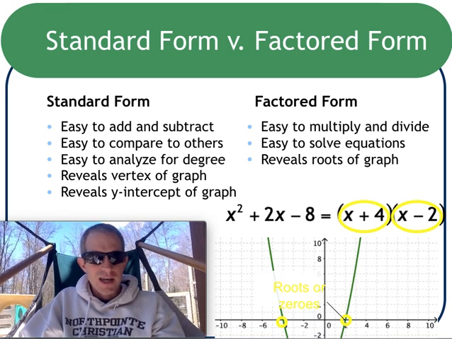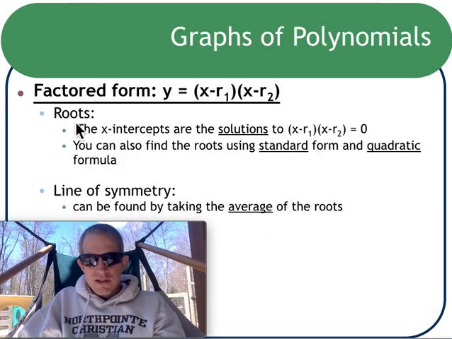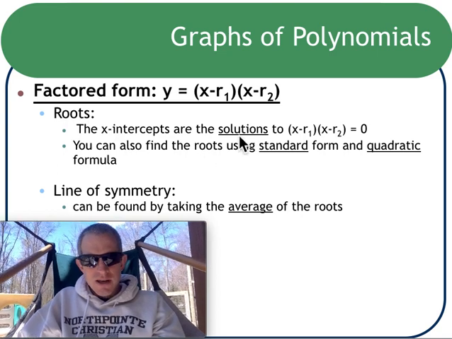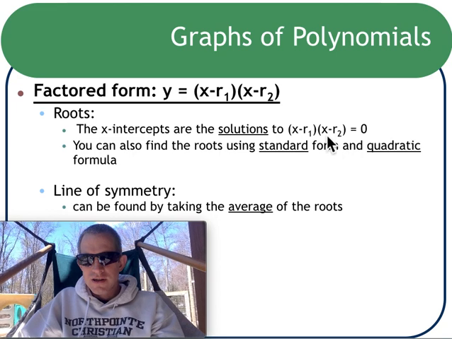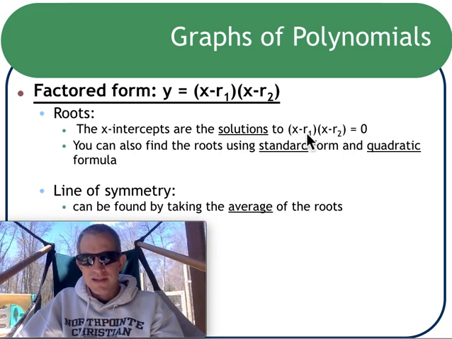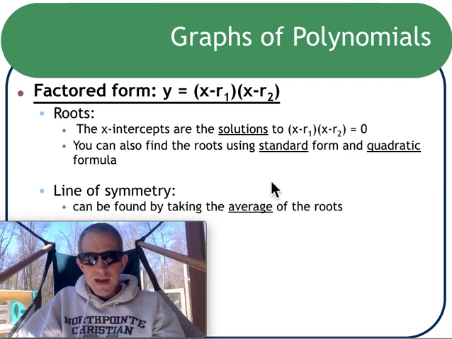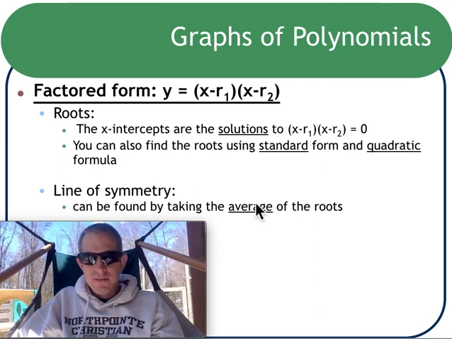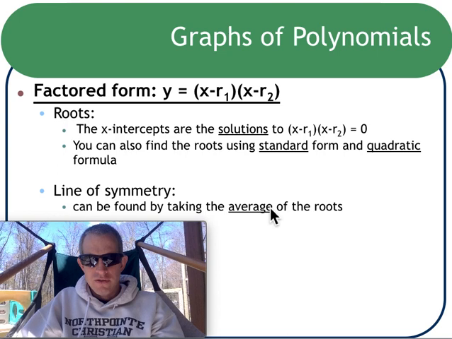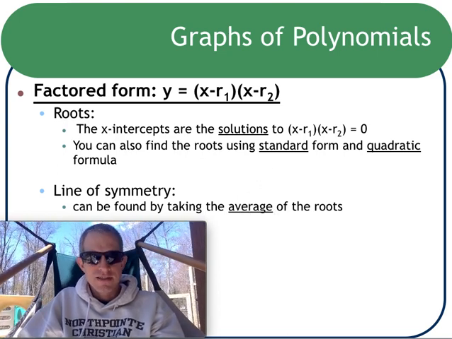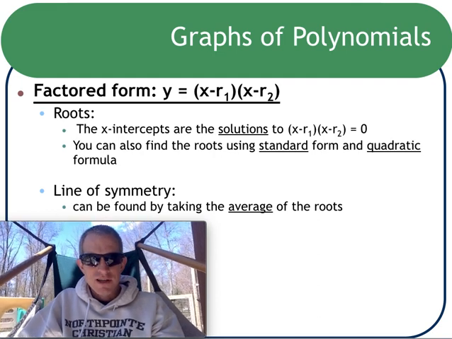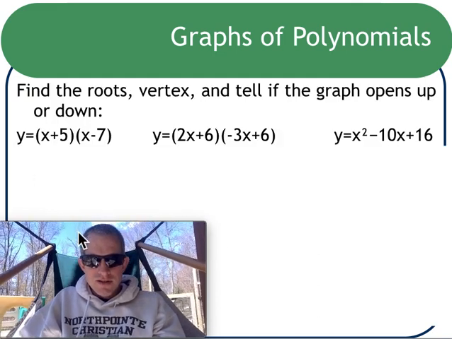And so anyway, let's take just a couple official notes on that. If you want to find the roots, they're simply the solutions to this equation. Basically set each chunk equal to 0 and solve it. And then you can find the line of symmetry by finding the average of those roots. And once you know what the line of symmetry is, finding the vertex is simply a matter of taking that x and plugging it in. So let's look at a couple examples.